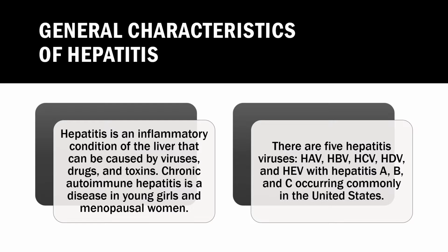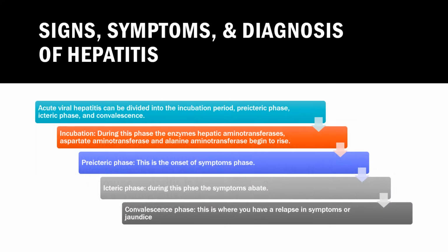General characteristics of hepatitis. Hepatitis is an inflammatory condition of the liver that can be caused by viruses, drugs, and toxins. Chronic autoimmune hepatitis is a disease in young girls and menopausal women. There are 5 hepatitis viruses: hepatitis A, B, C, D, and E, with hepatitis A, B, and C occurring commonly in the United States. There are 4 phases of the acute viral hepatitis.